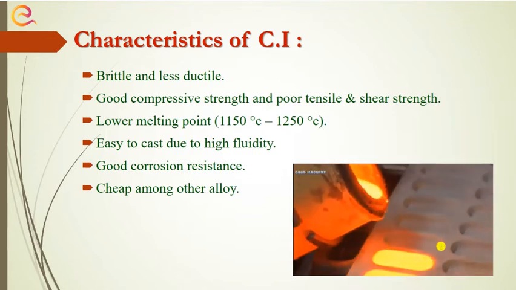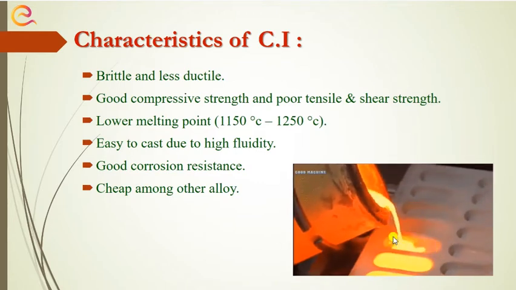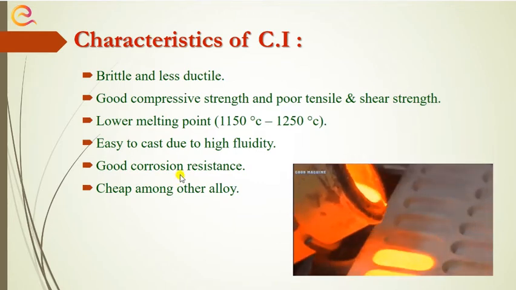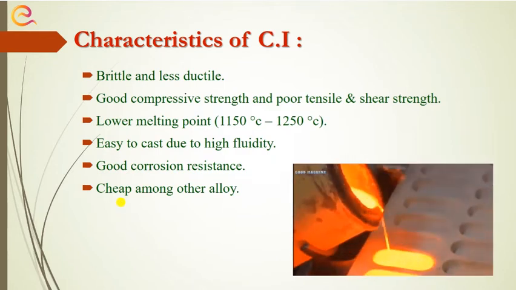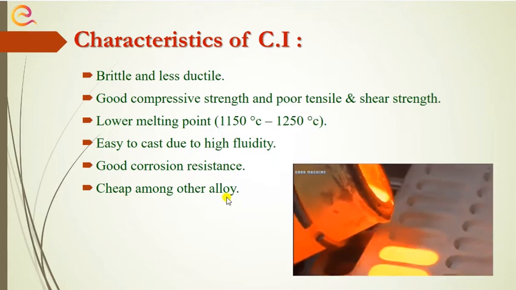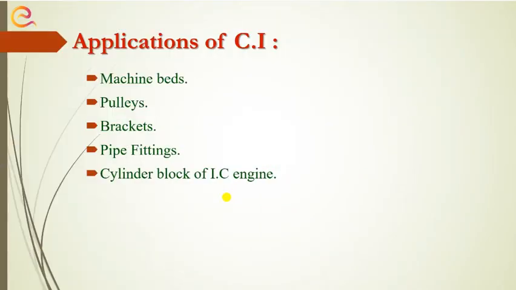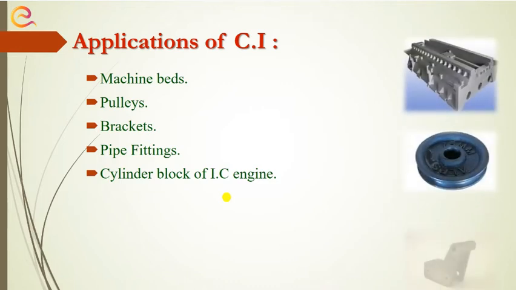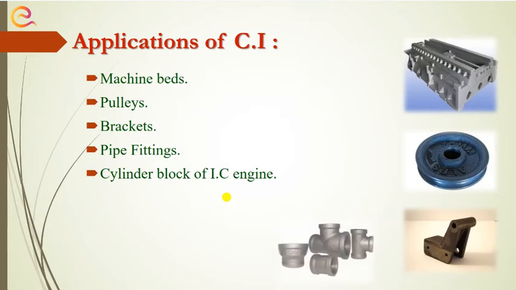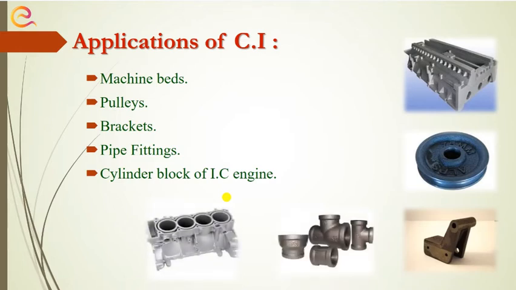Then next point, cast iron has good corrosion resistance and is cheap among the commercial alloys. Cheap means it has less cost as compared to other commercial alloys. Let's have a look at application of cast iron. Cast iron is used to manufacture machine beds, pulleys, brackets, pipe fittings, cylinder block of IC engine. These are the general application areas of cast iron.